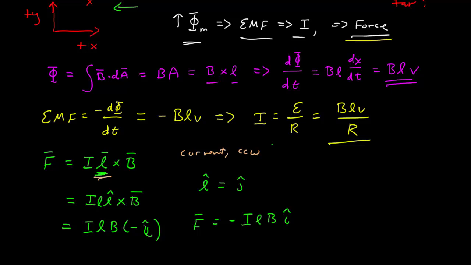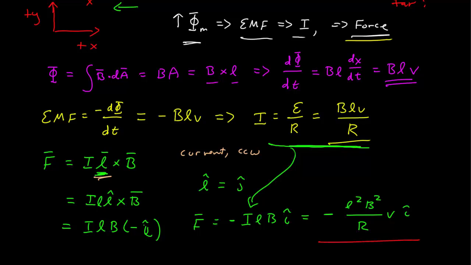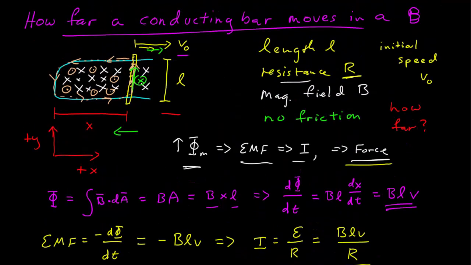Well, we found I from before, so we can substitute that in, and we get a final expression for the force in terms of what we were given initially, equal to negative L squared B squared over R times v i hat. Okay, so here we have a force, and it's in the negative x direction. That makes sense because this force is going to slow the system down.